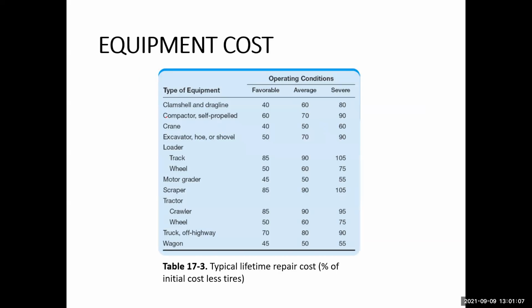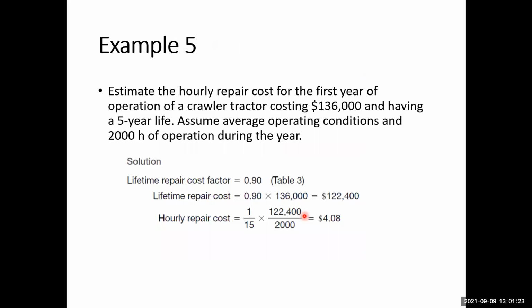Table 3. So where is the crawler tractor? Yeah, crawler tractor is here. And for average conditions, I have the operating condition is 90%. So I can go back to this example 5. I can see over here that the lifetime repair cost will be 90% of this initial cost. So we can estimate that $122,400 will be the lifetime repair cost.